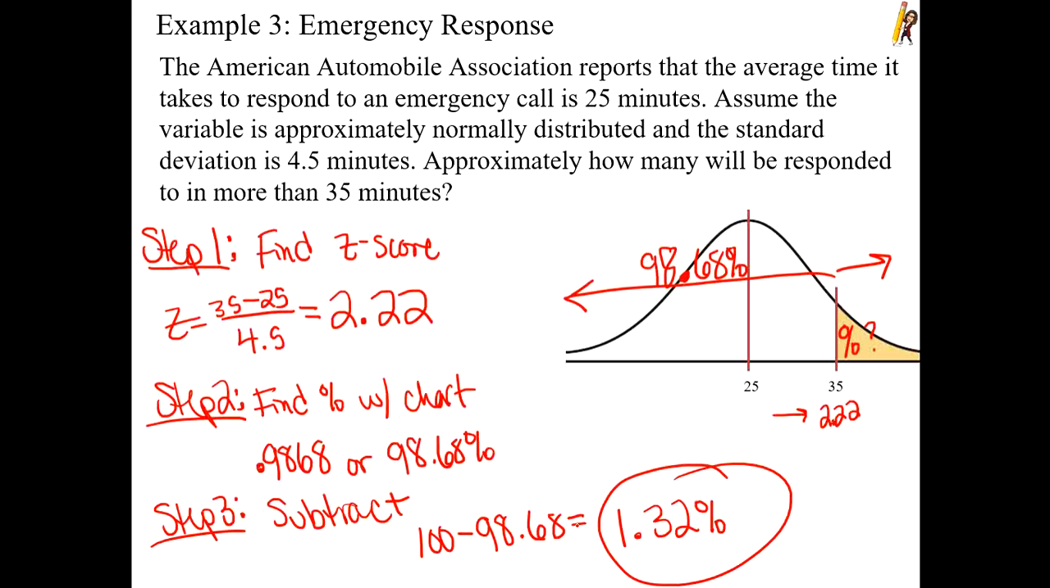I mean, that's really nice that only roughly 1% of respondents take more than 35 minutes to respond, but that's still probably 1% too many. We should probably really wrap that up. We don't want an ambulance coming 2 hours after an incident. That's not going to help us. Okay, there's example number 3.